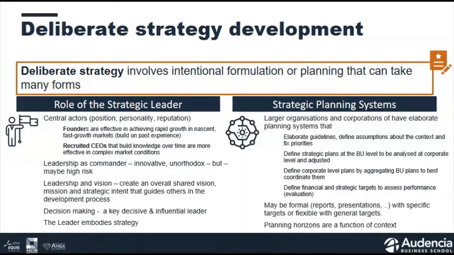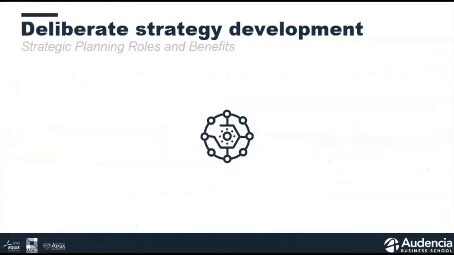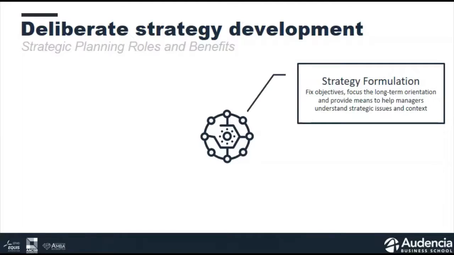Let's focus a little bit more down on what we mean by strategic planning systems and what they bring to the process. So what are the roles and benefits of strategic planning, and what can we get out of strategic planning overall? So the first role that we'll look at is going to be a role of strategy formulation. Basically, the process, if it's done effectively, will help fix objectives. It'll focus the organization on its long-term orientation, and will help managers best understand the strategic issues and context.